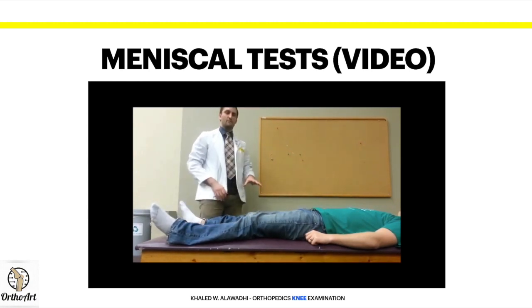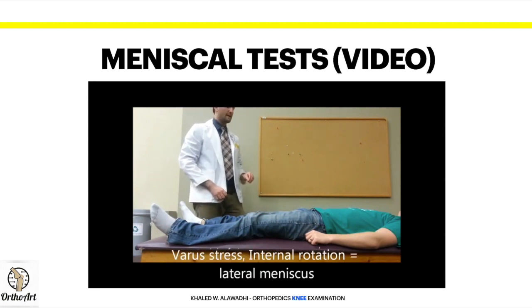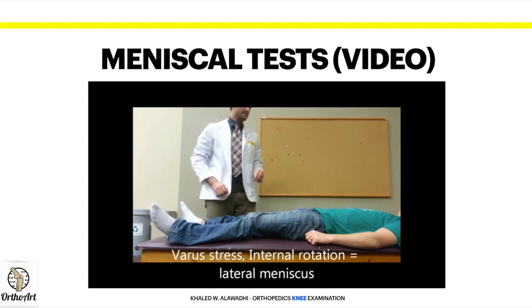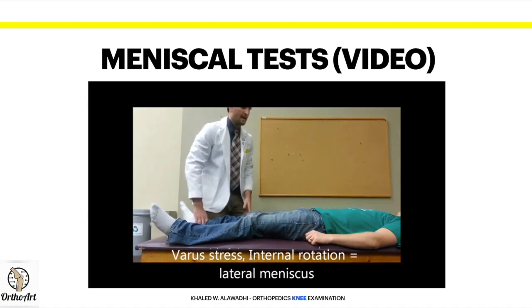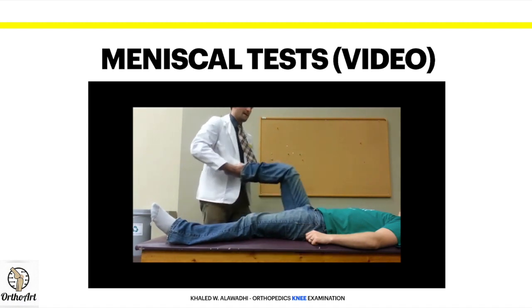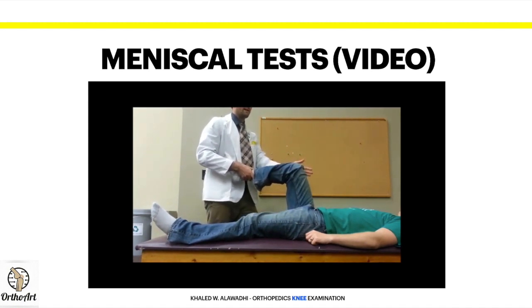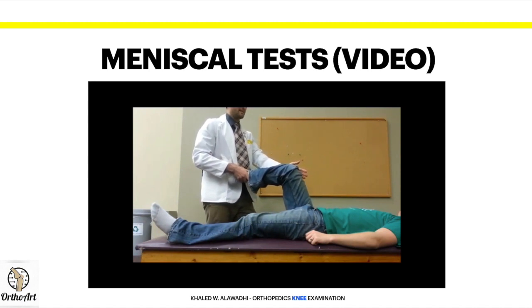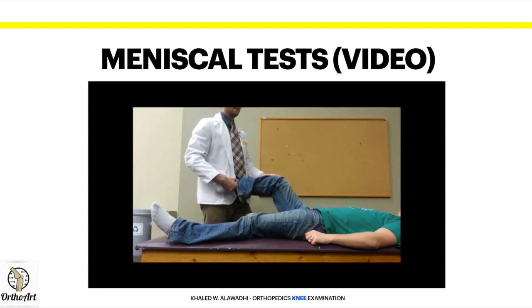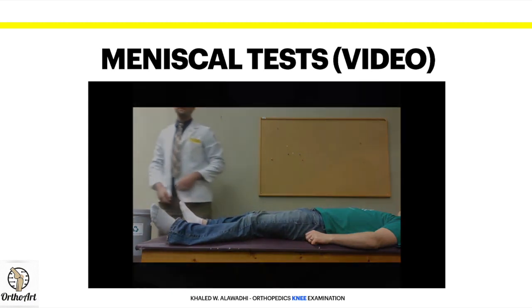What you're looking for is pain or popping, and a positive McMurray's test is indicative of a meniscal injury. So if I'm externally rotating and providing a valgus stress, you're assessing the medial meniscus, while internally rotating and varus stressing is going to be assessing for a lateral meniscus injury.